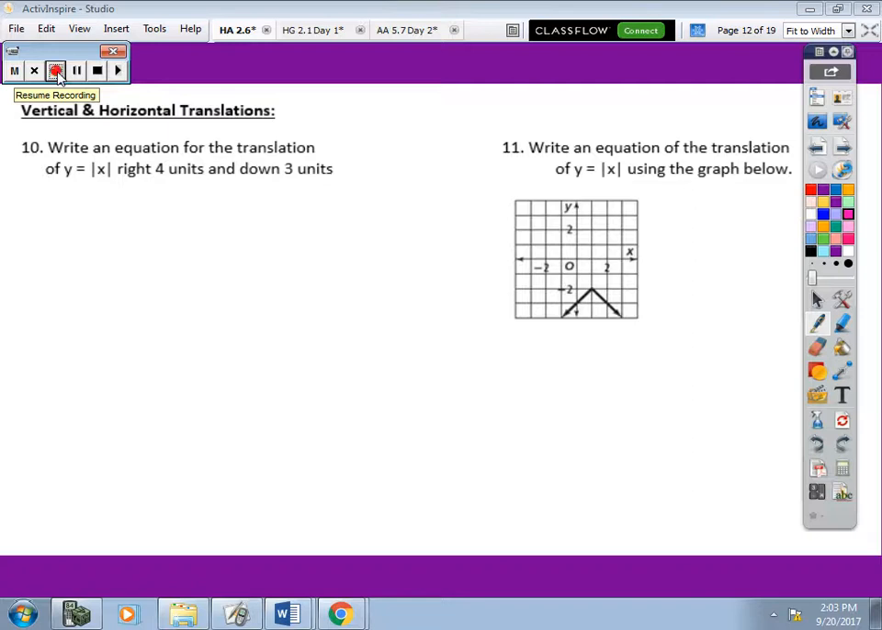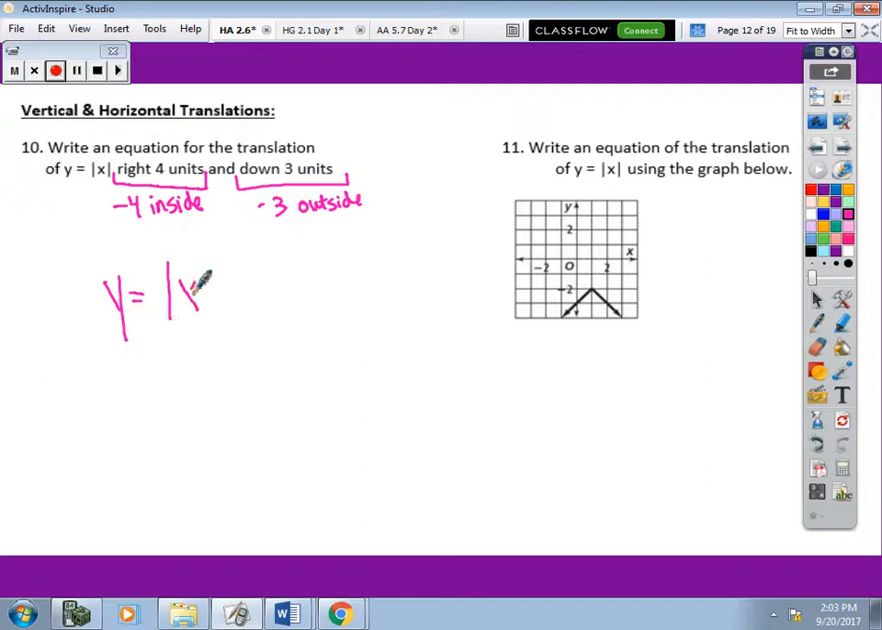All right, now we're going to combine them. Left and up, right and down. Make sure you don't put them in the wrong spots. So we have right 4 units. Right 4 units means that I would subtract 4 inside. Down 3 units means that I would subtract 3 outside the absolute value bars. So if you want to jot down a little reminder to yourself, you can. You don't have to. Absolute value of x minus 4, minus 3.